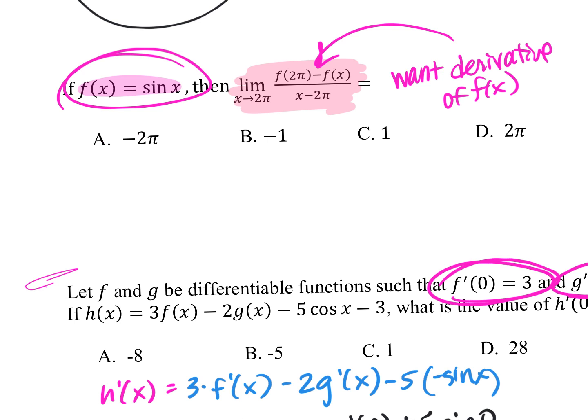If my function is sine, what's the derivative? Where do they want that derivative? At 2 pi. Oh, the x coordinate at 2 pi. All the way around gets us 1.